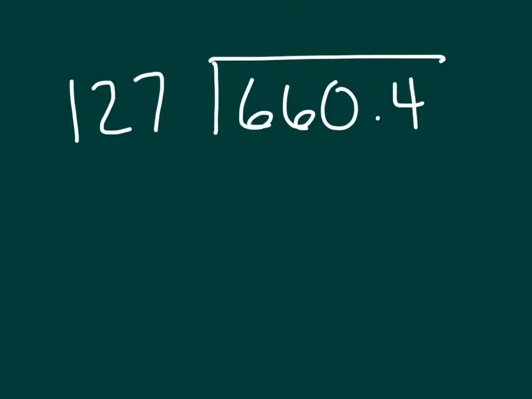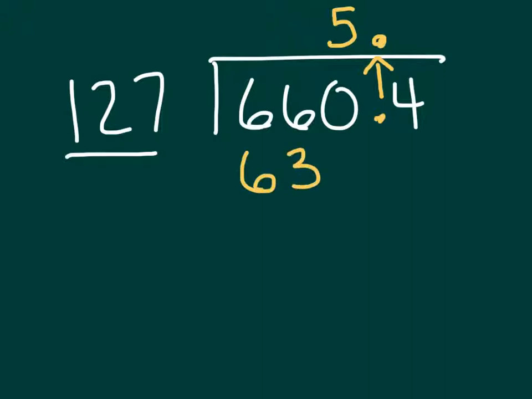So these are the whole numbers. This is a whole number here that we're using, and this is what we want. Okay, so how many times does 127 go into 660? So we're going to move this decimal point up because this is where it's going to go. It's going to just stay in the same position. So 127 goes into 660 5 times. 5 multiplied by 127 is 635.